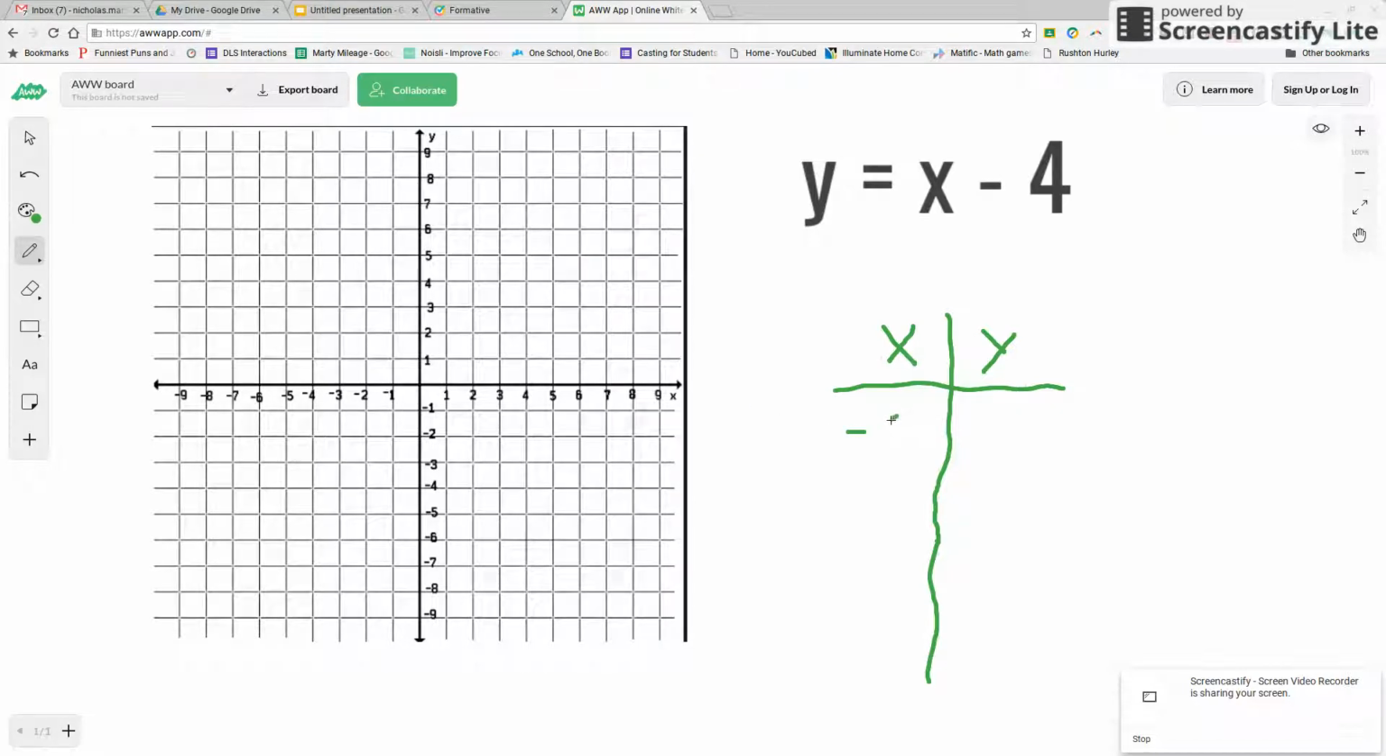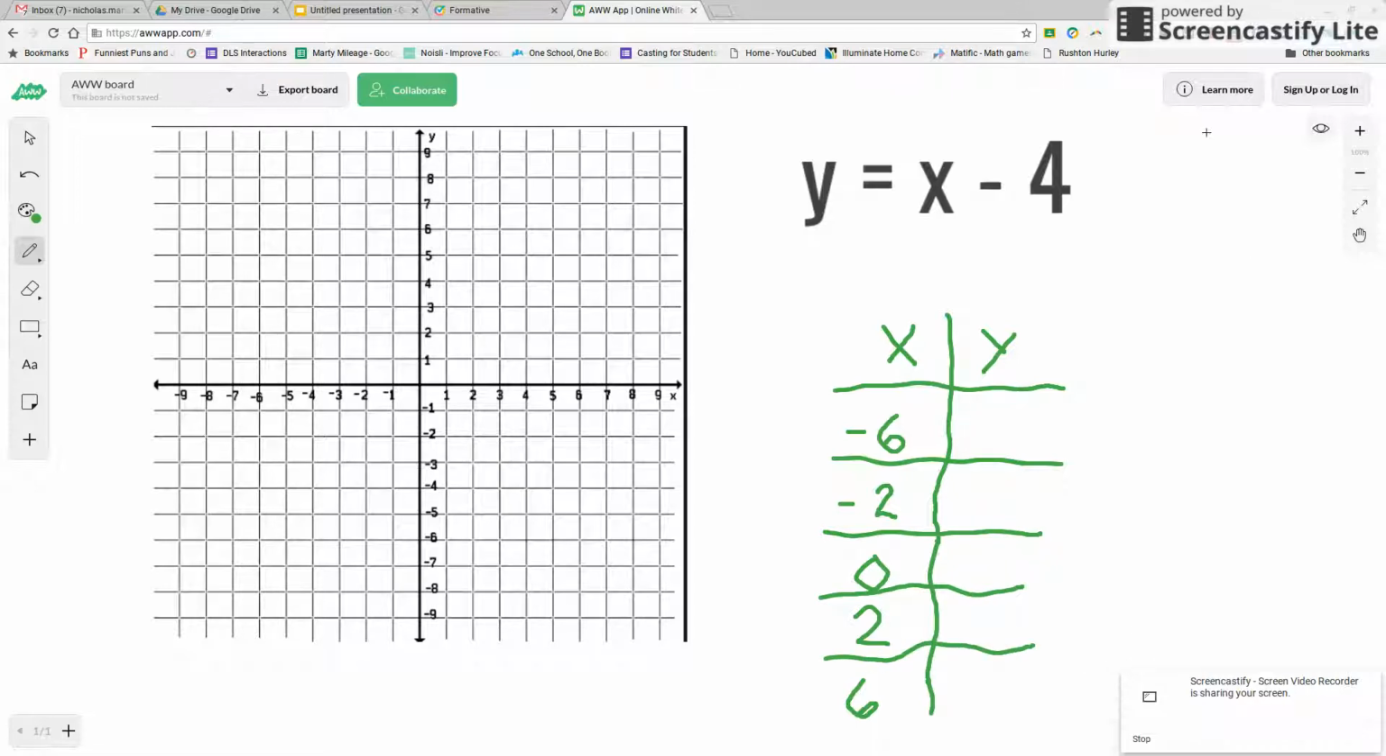I'm going to pick -6, -2, 0, +2, and +6. I'm going to draw a few lines just to help me stay organized. Next I'm going to fill in my y numbers. I could have picked any x's I wanted, but I decided to go with those so that I could get some points on my graph.